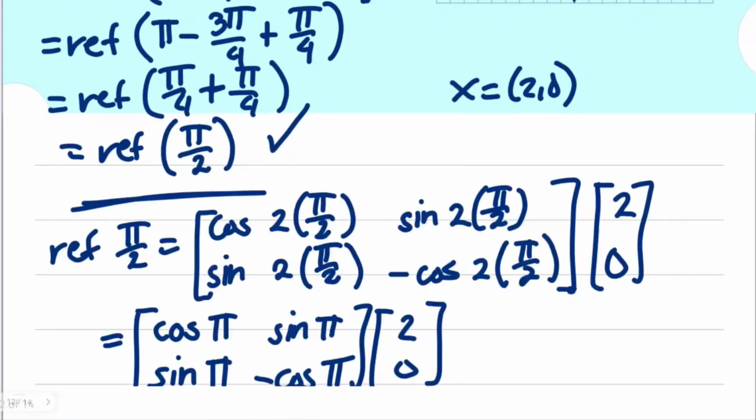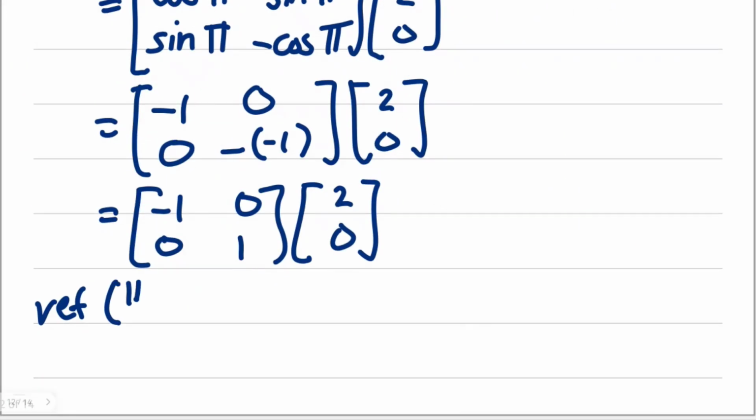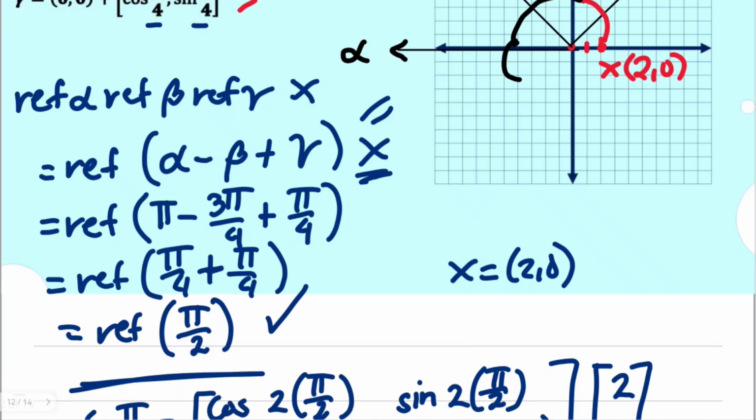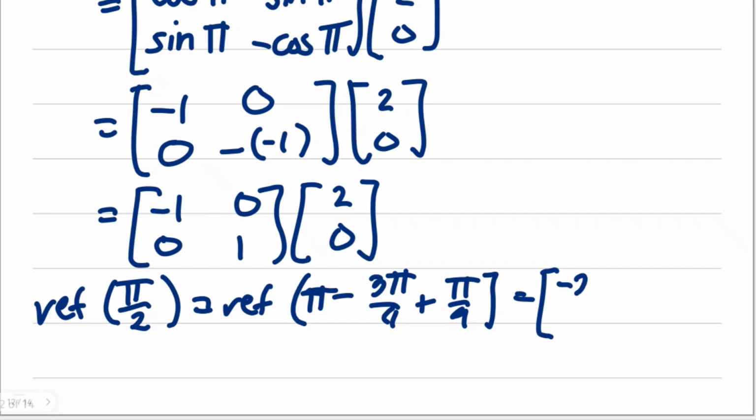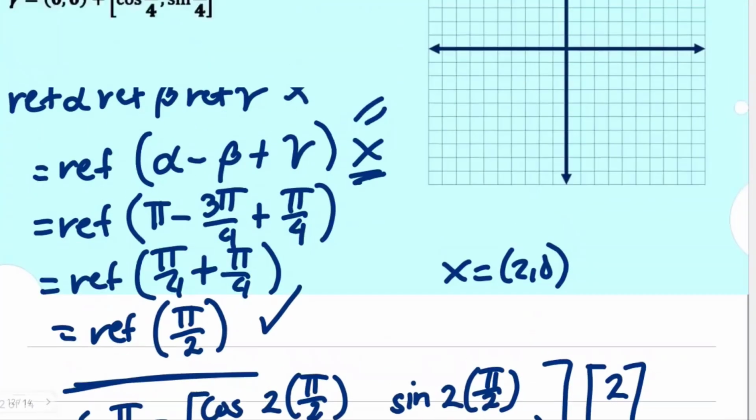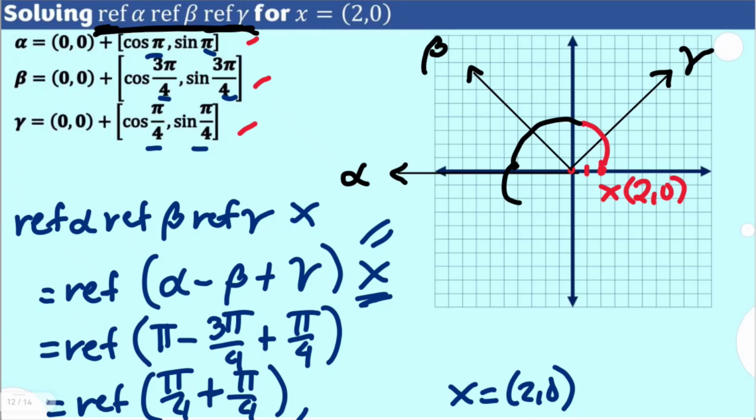In short, the reflection for the entire form identified earlier, pi halves, which is a combination of all of these three using the identity we have proven, is the reflection of alpha, pi minus 3 pi over 4 plus pi over 4. This is equal to negative 2 plus 0, and 0 plus 0 as well. So we can see that our triple reflection gives negative 2 and 0. It's on the x-axis.